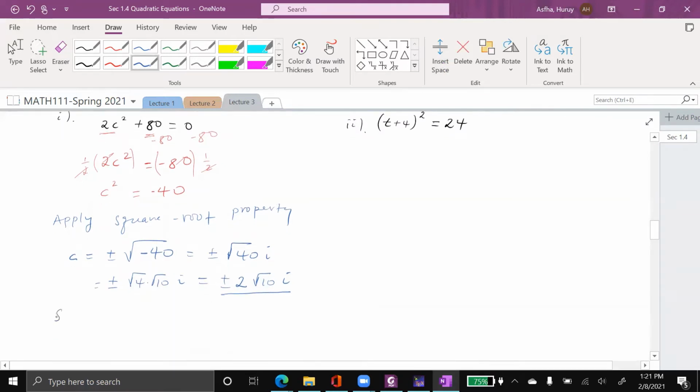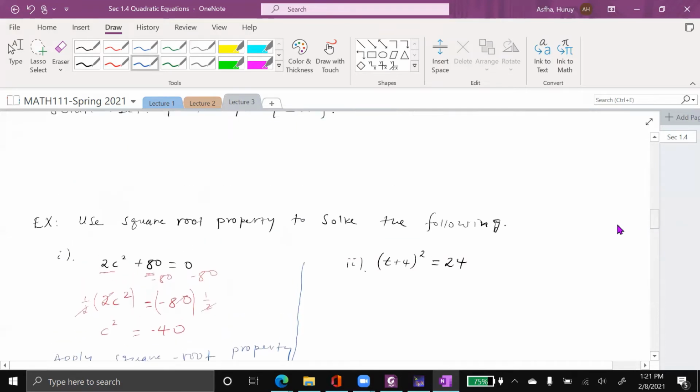Okay, so the solution set to this one is plus or minus 2 root 10 i. We have two solutions. And for the second one, here we have a term here. Okay, and we just apply the square root property for this one, because we have the constant term on the right side and we have this on the left side, and there is a square here.